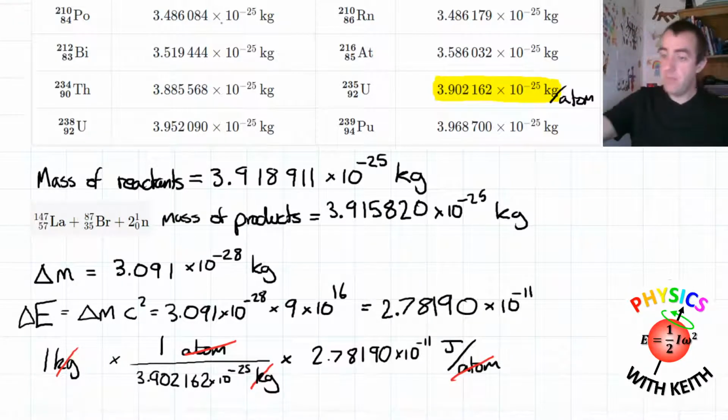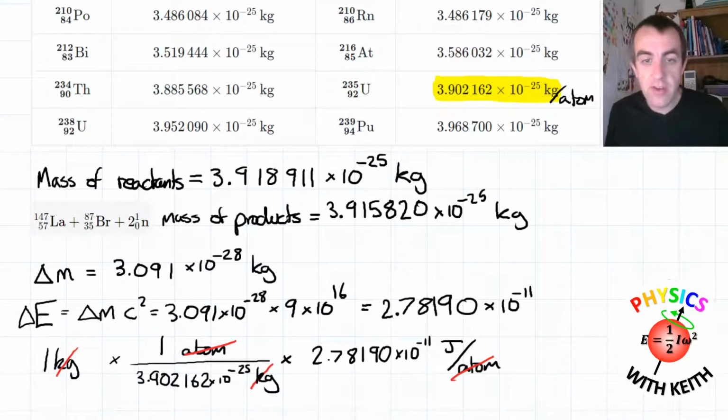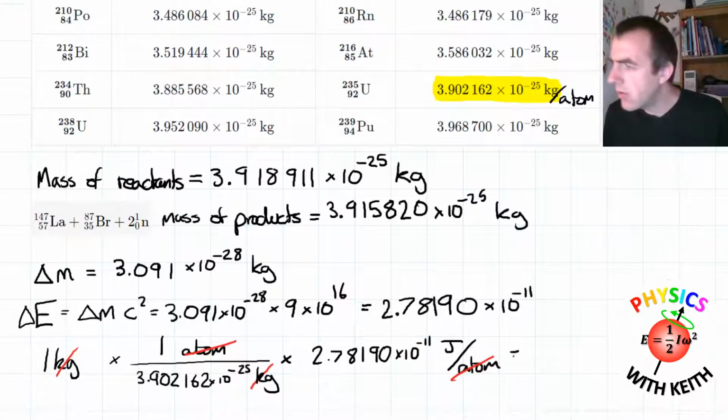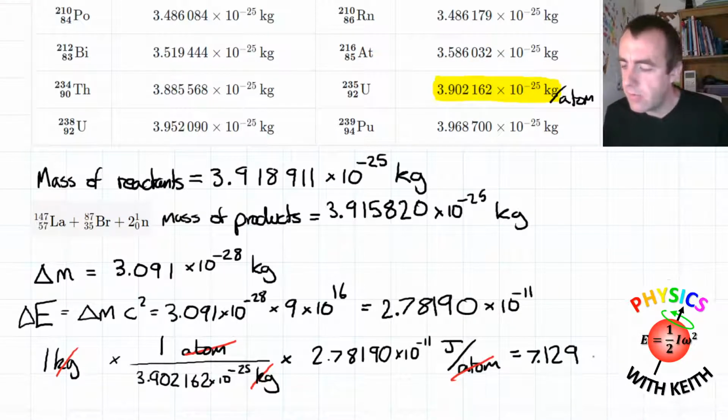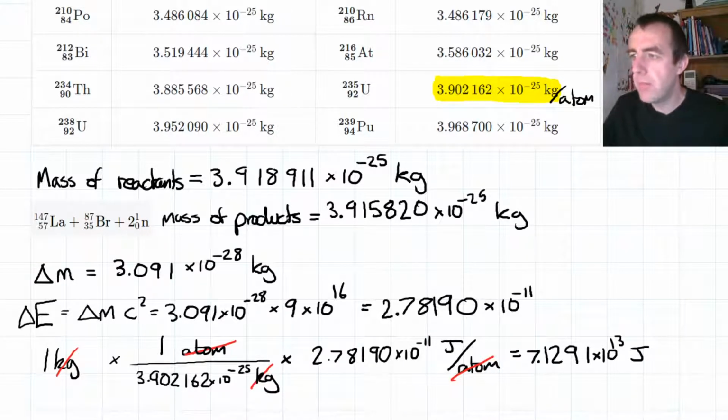It's a big number. As I said, this is going to be a lot of energy that's released. Is that going to fit on the screen? I might have to get rid of my little logo. 7.129, I'll leave it to 5 significant figures for now because I'm running out of room. Times 10 to the 13 joules. Let's get rid of my logo. There we go.